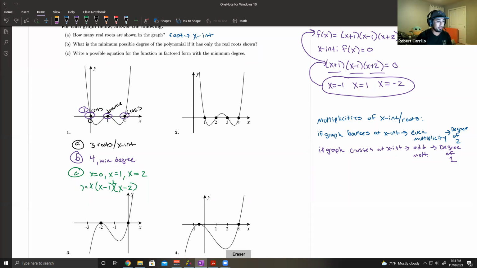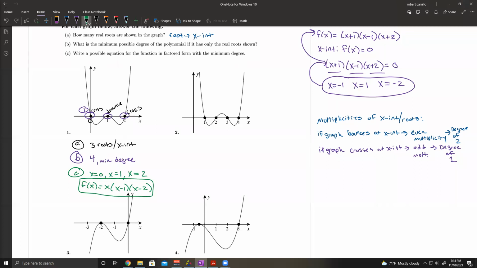Let me make this look pretty, though. Hang on. That looks sloppy. So f of x equals x times x minus 1 times x minus 2. And that's all it wants. Any questions on that? We good with that? So what happened to your exponents? Oh, good call. I erased it. I tried to make it pretty and I forgot it. There you go.